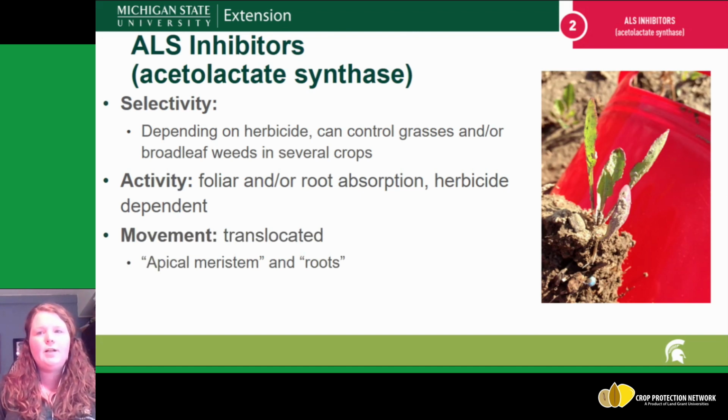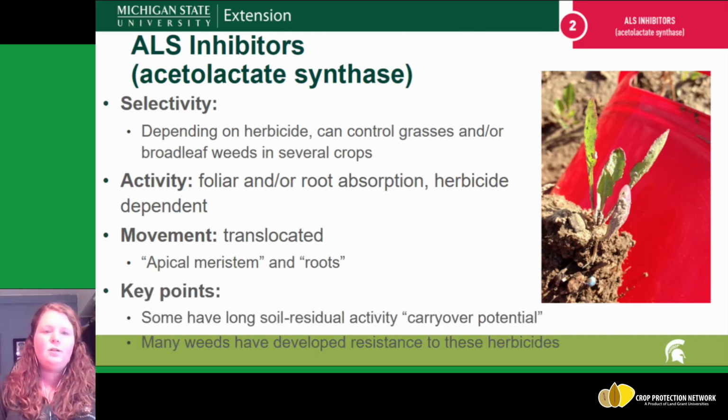Movement: they are translocated, so they move throughout the plant system, once again to those growing points, to the meristem or to the roots. And then some key points for ALS inhibitors. Some have very long soil residual activity, so they can have potential for carryover. So these are ones in which, if you scouted this year, you'd want to know what was applied the previous season, to know if an ALS inhibitor was applied and potential symptomology from that. And we do have many weeds that have evolved resistance to these herbicides, as they are used so widely.